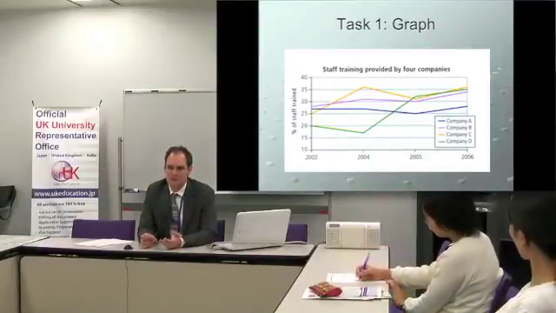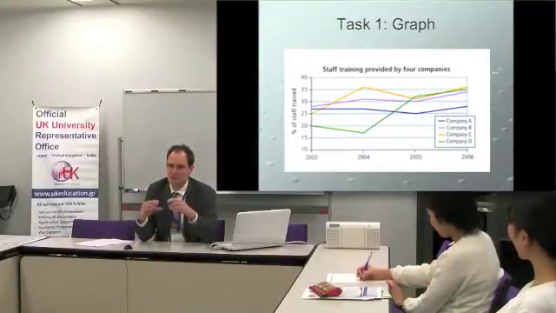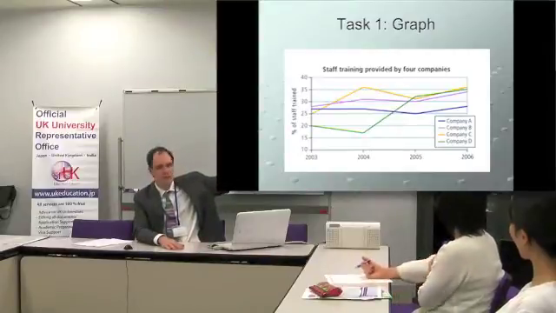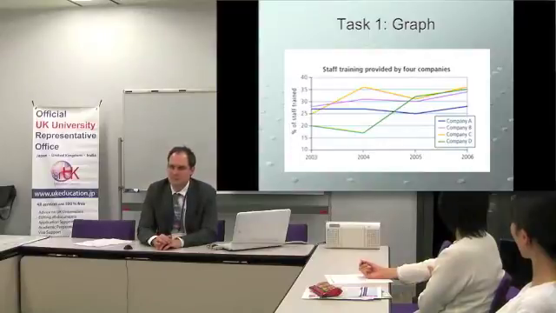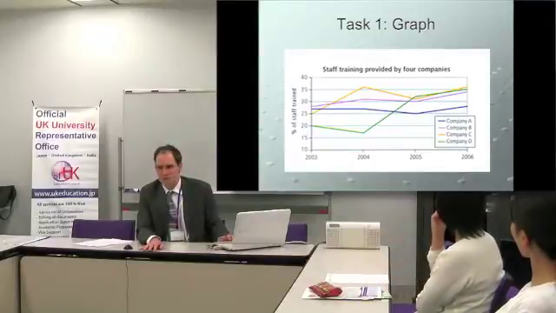Okay? This is a common mistake in the test. People often just write down the line, but it's usually a much bigger thing. It's not company D, it's staff training provided by company D. Okay? So, let's just have a quick look at the first one then.